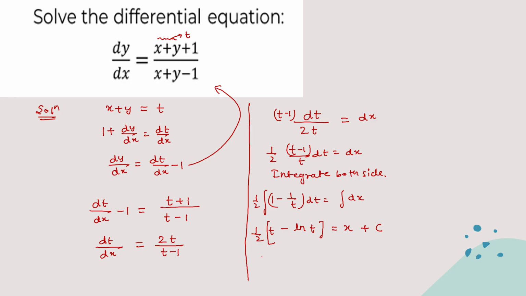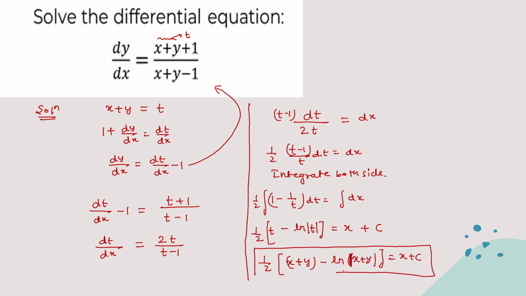So we can leave it up to here also. Yeah, last part, right? We have to replace the t value. So x plus y minus ln of x plus y. So don't forget to use the mod here, right? I have not used the mod here, right? Is equal to x plus c, and that is our final equation.